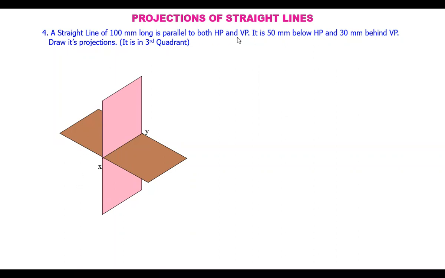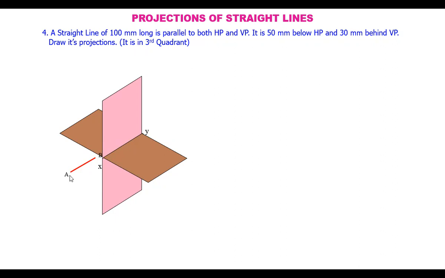Parallel to both HP and VP. Okay, and so this is the line. It is parallel to this HP as well as VP. Now, what is meant by parallel? How do you say this line AB is parallel to VP?